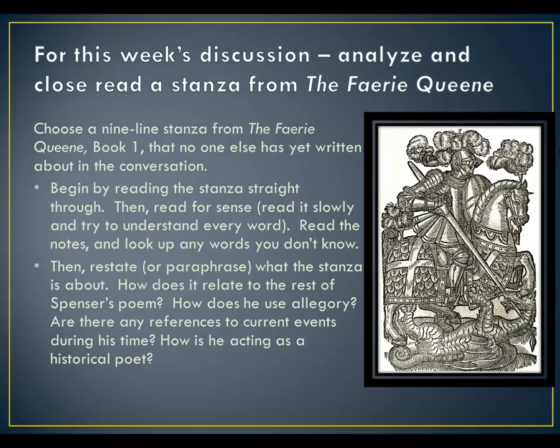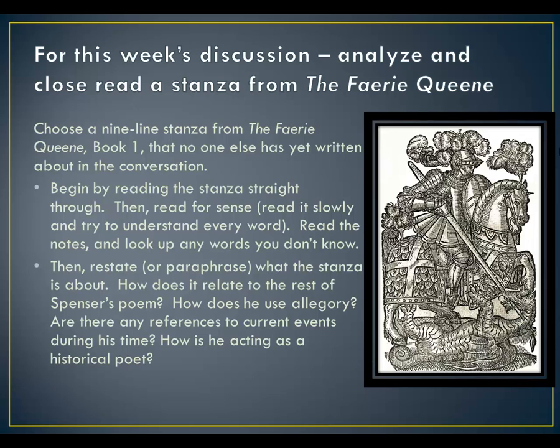So once you've done all this work of really unpacking who's in the stanza, what they're doing, and what all the words mean, I want you to restate or paraphrase what the stanza is about. How does it relate to the rest of Spenser's poem? How does he use allegory? Are there any references to current events during his time? And how is he acting as a historical poet? You're going to try to find a particular stanza where you can answer all these questions.